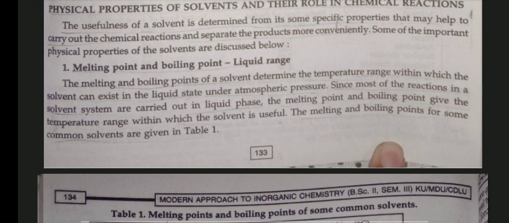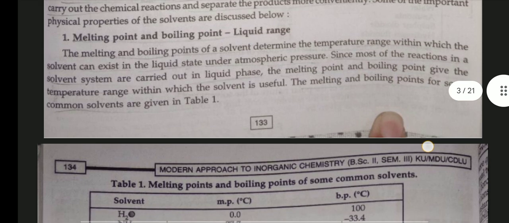Melting point and boiling point, liquid range. The melting and boiling point of a solvent determine the temperature range within which the solvent can exist in the liquid state under atmospheric pressure. Since most of the reactions in a solvent system are carried out in the liquid phase, the melting point and boiling point give the temperature range within which the solvent is useful. The melting and boiling points for some common solvents are given.